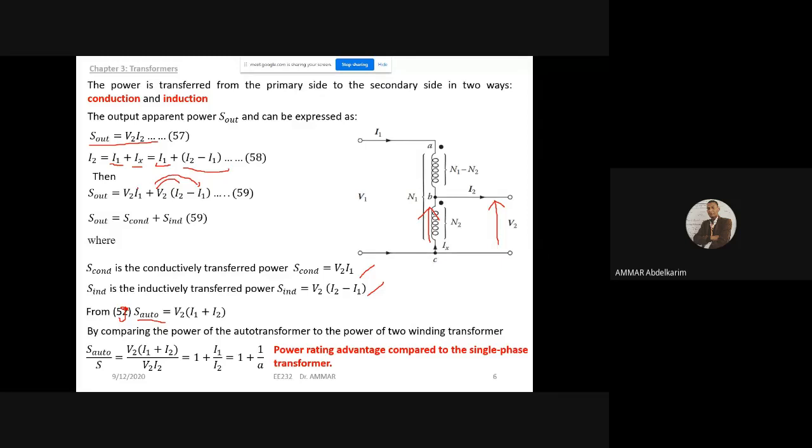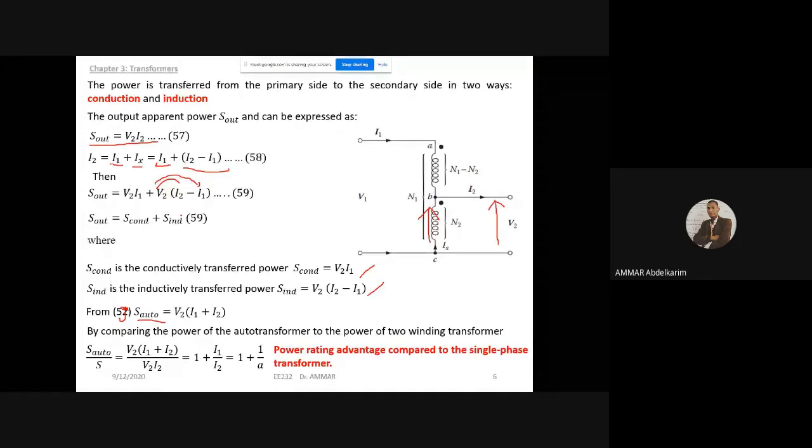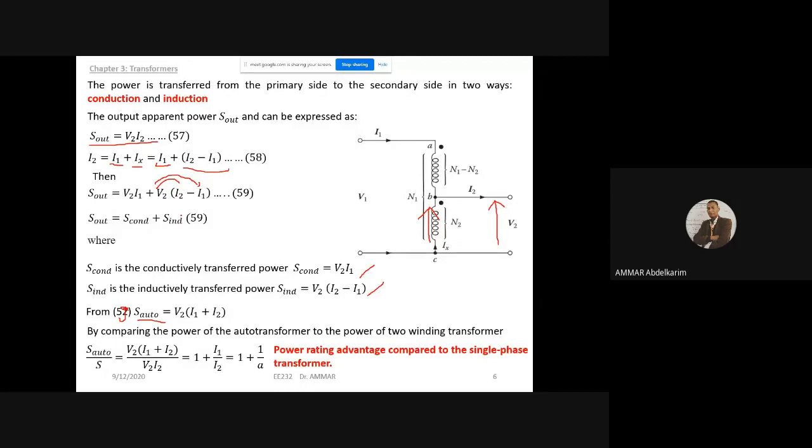So this one, V2 times I1 minus V2 times I1, we're going to have what? Sorry, I think I made a mistake here. Okay, V2.